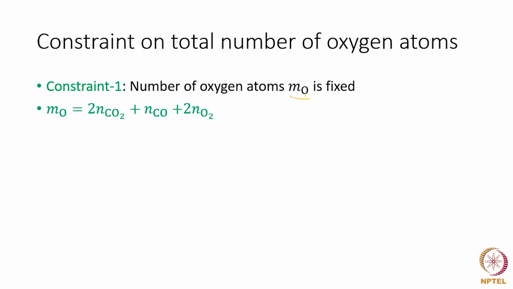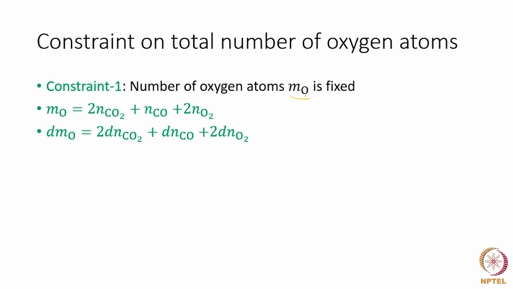Okay, and we already have this expression earlier. MO is equal to 2NCO2 plus NCO plus 2NO2, and we look at the differentiation of this, and we will see that DMO is equal to 2DNCO2 plus DNCO plus 2DNO2. That is, any change in the number of moles of oxygen atoms will be related to the change in the number of moles of carbon dioxide, carbon monoxide, and oxygen as follows.